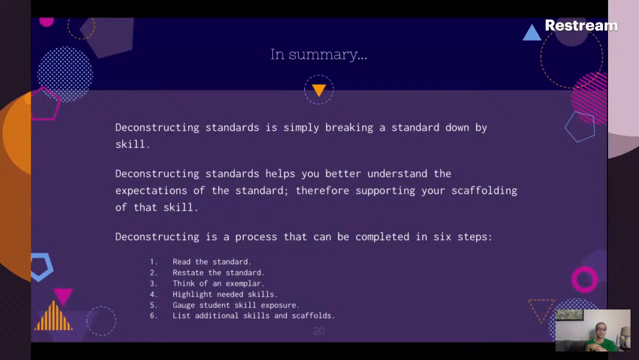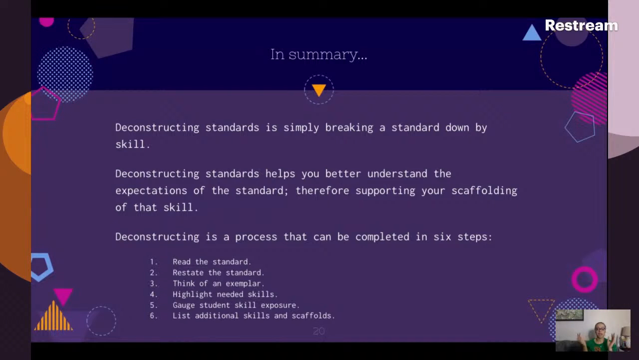And then as we continue, after you highlighted your skills, you need to start thinking about what exactly do I need to teach, because all of those skills don't necessarily need to be taught. And so you need to gauge what is your student's skill exposure.